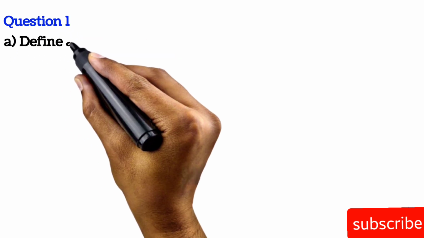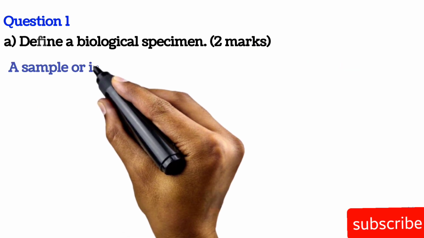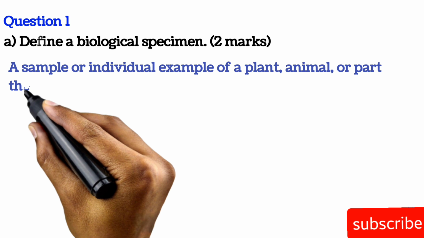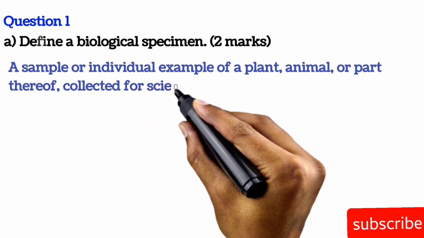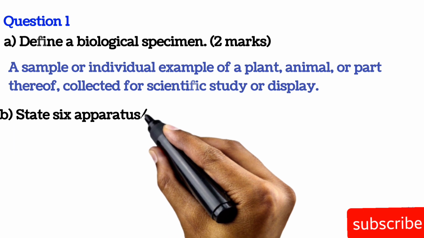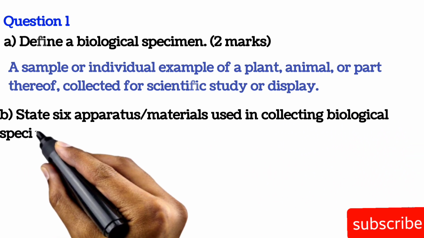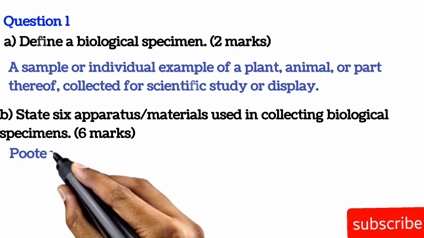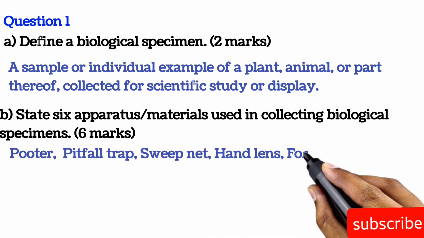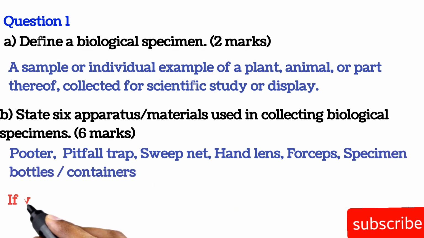So question 1 was define biological specimen. So it is a sample or individual example of a plant, animal, or a part thereof collected for scientific study or display. B, state 6 apparatus or material used in collecting biological specimen, 6 marks. First one is a putter, we have a pitfall trap, a sweep net, hand lens, forceps, specimen bottle or container.